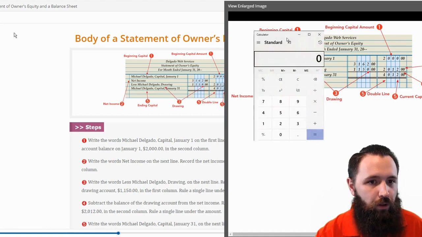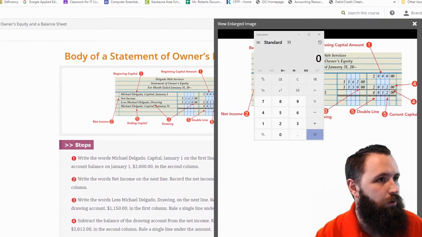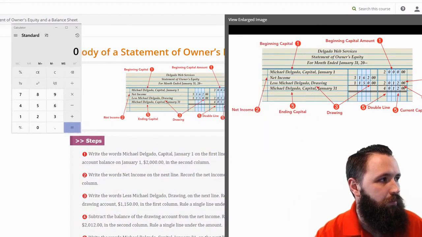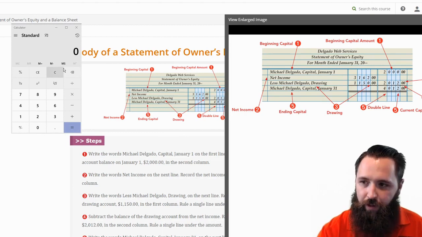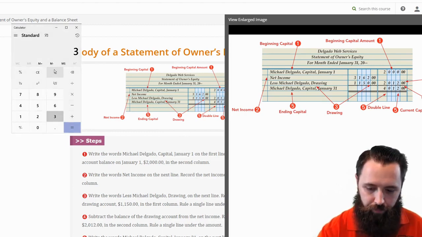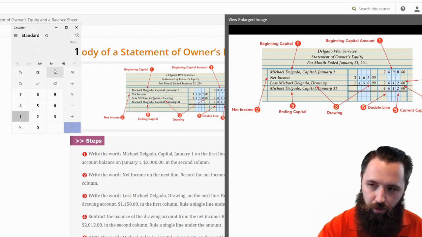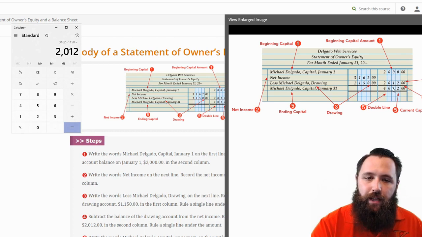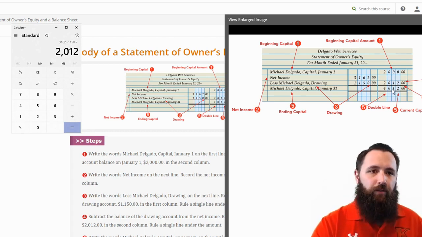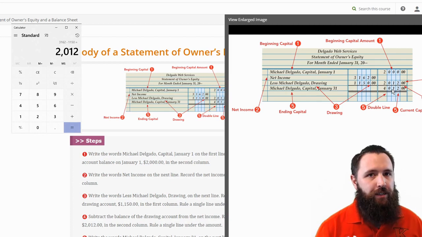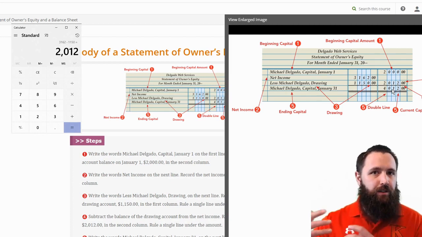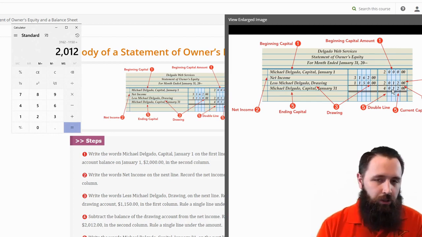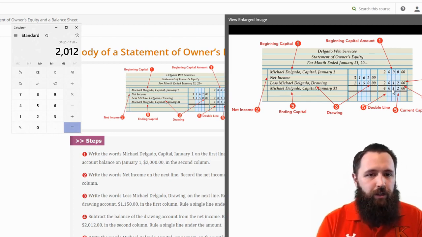Let me just pull this over to the side. So you can see here that they found the difference, 3,162 minus the 1,150, and that's how they got the 2012. So is that 2012 a positive number or a negative number? Well, that's definitely going to be a positive number, right? Because net income is positively affecting our owner's equity. And that net income number was larger than the drawing, so it's a positive number.